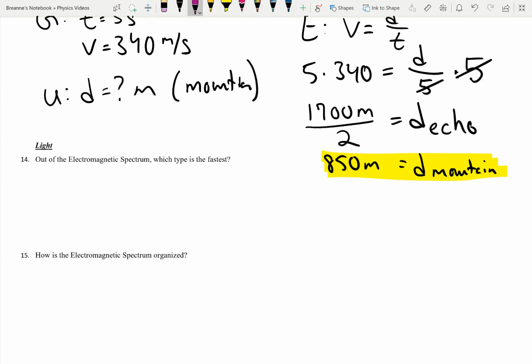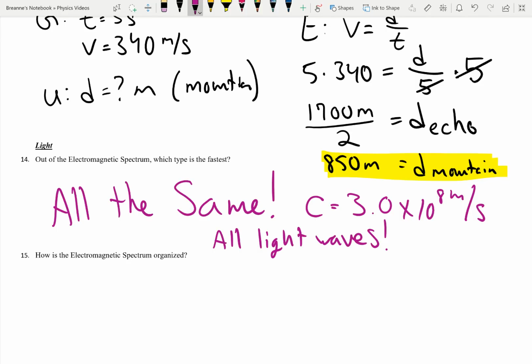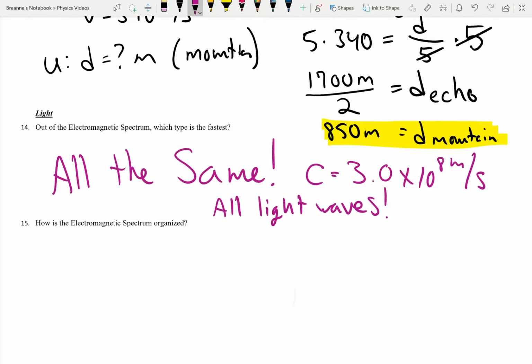Hopefully you're seeing, ha ha ha, tricky, because they're all the same. They all move at the speed of light, which is 3 times 10 to the 8 meters per second. They all move at the same speed, because they're all light. They are all light waves. So, trick question. Don't miss it.